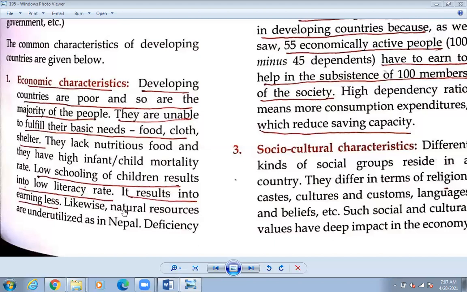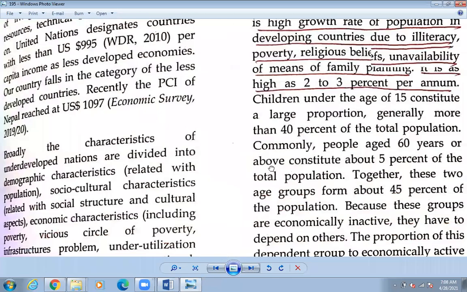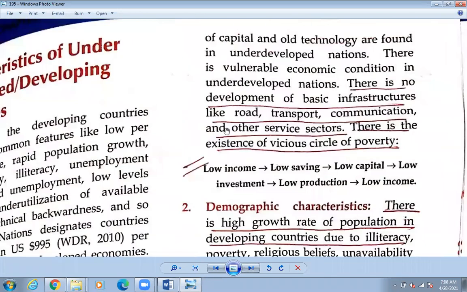Likewise, the natural resources are also underutilized in Nepal, and there is a deficiency of capital, and old technologies are found in the underdeveloped country. We can see old machines there. We have not been able to use new technologies, as we do not have the money. We don't have the money to invest in different projects.